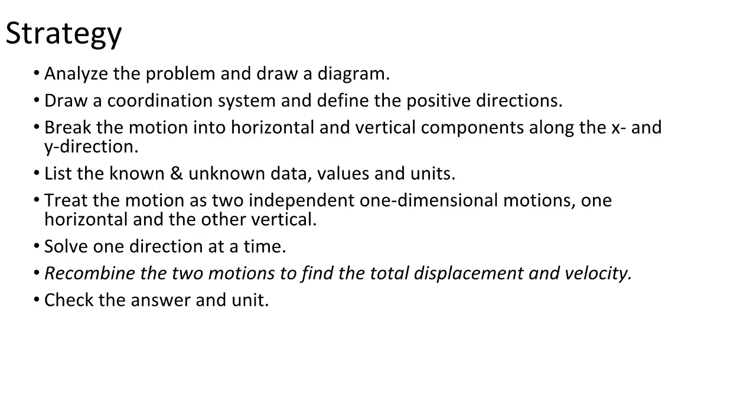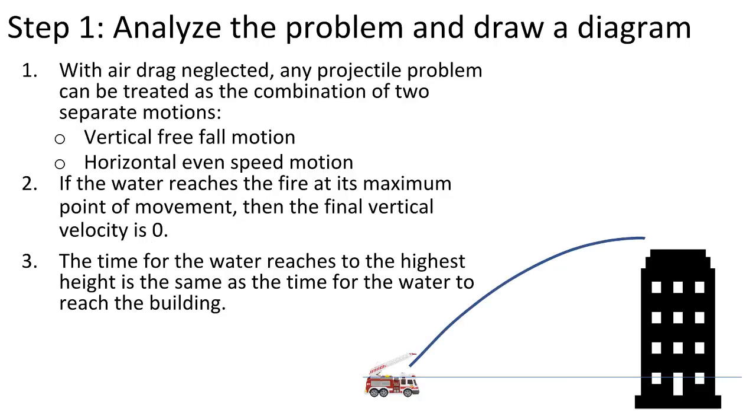Now you're going to list the known and unknown data, values, and units. You're going to treat the motion as two independent 1D motions. So what that means is that you want to solve for the x direction and the y direction separately. And we will do that when we solve the problem. Then we will solve one direction at a time. We will get an answer, we will check it, and we will add in units when necessary.